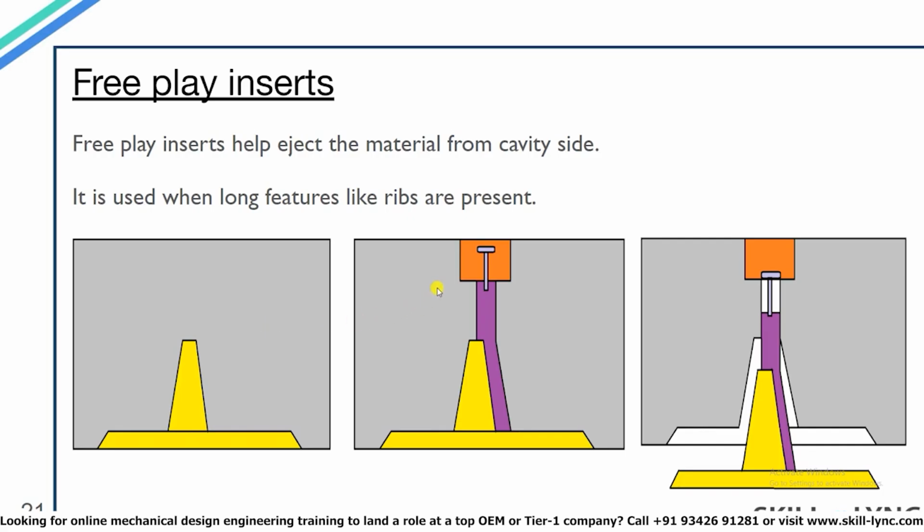The purple section you see here in the diagram is the free play insert. The free play insert is present in the cavity section. When the material is formed through injection molding, a screw which you see at the top drives the free play insert in a downwards direction, which in turn pushes the part out of the cavity.